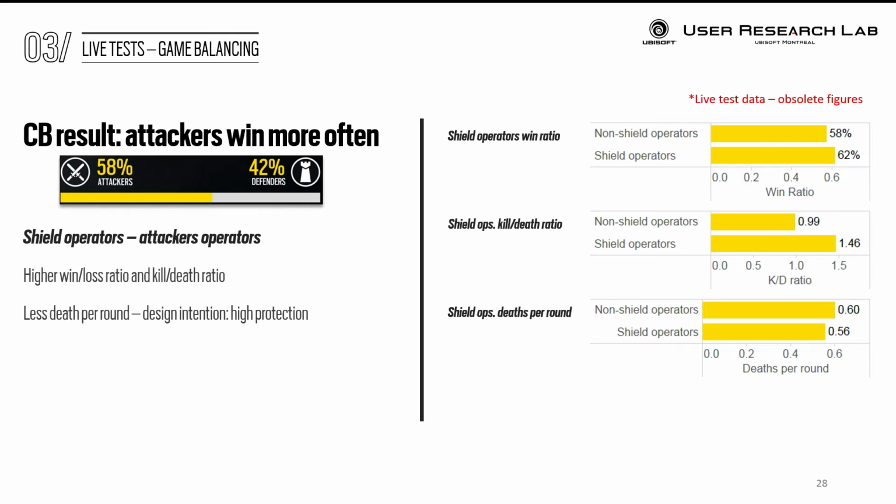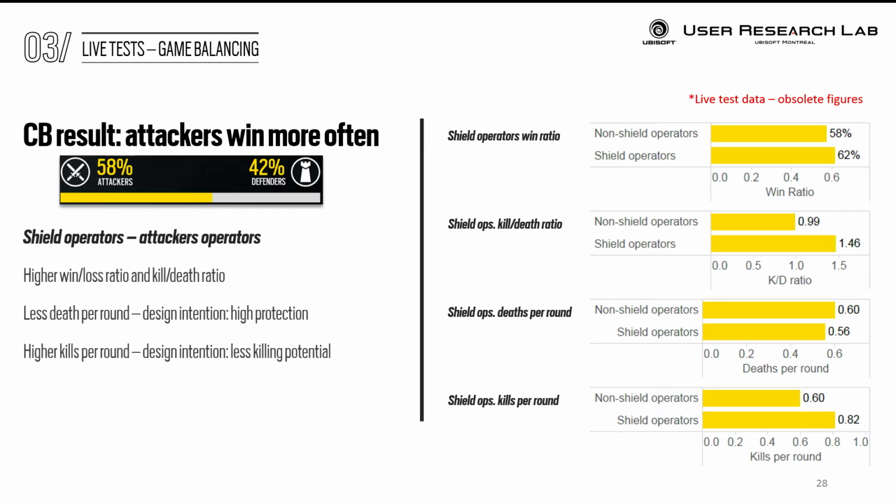Okay, if I'm going back to the design intention, shield, big amount of protection, they are able to take much more damage than the others. Hey, it looks fine to me. I mean, obviously they are going to die less. So the design objective seemed to be achieved. Let's have a look at the kills per round. And this is where the issue was.